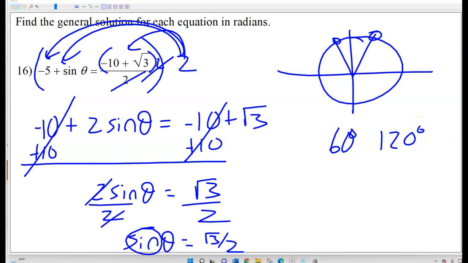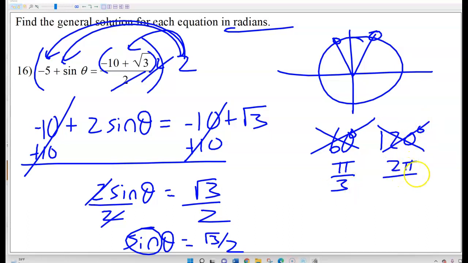Now we want the answers, though, to be in radians. And so this is where things are going to be different. We're not going to be using 60 degrees. Instead, we're going to use the radian equivalent of that, which is pi over 3. And we don't want 120 degrees, we want the radian equivalent of that, which is 2 pi over 3. So we're going to use those instead. Now there's more of a difference.